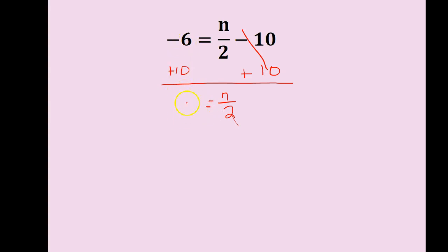All right, negative 6 plus 10 is 4. All right, so I have n divided by 2. I'm going to multiply both sides by 2. You see that? Fractions are so easy to get rid of. 2 times 4 is 8. If you multiply by the denominator, it gets rid of that fraction. And that's what we want to do. We don't want to work with that if we don't have to.